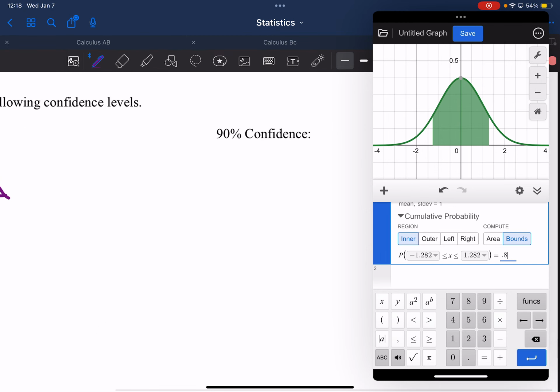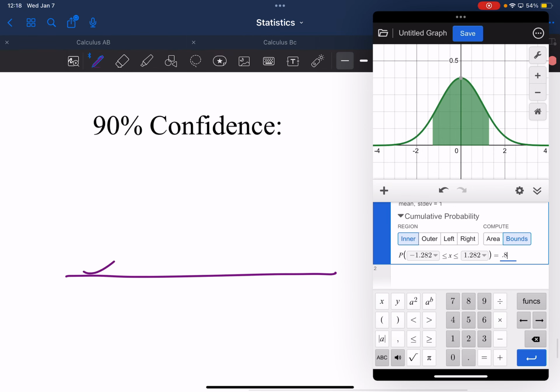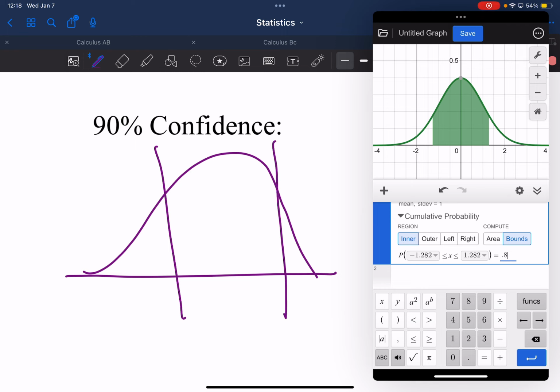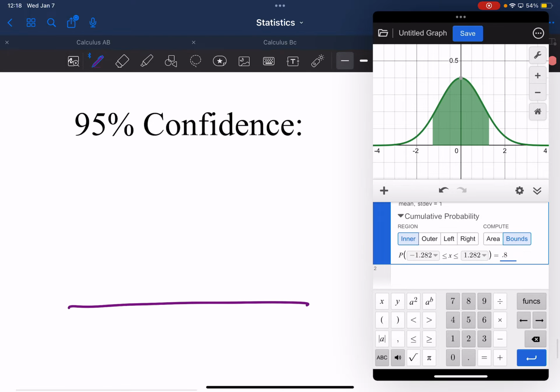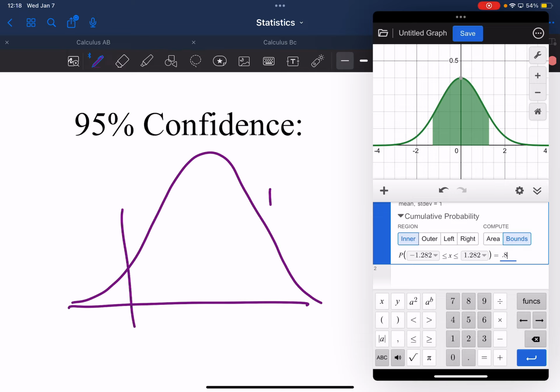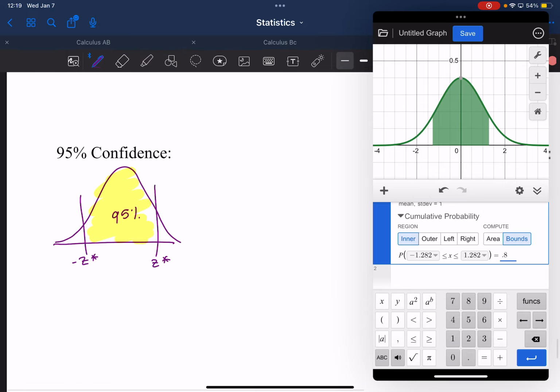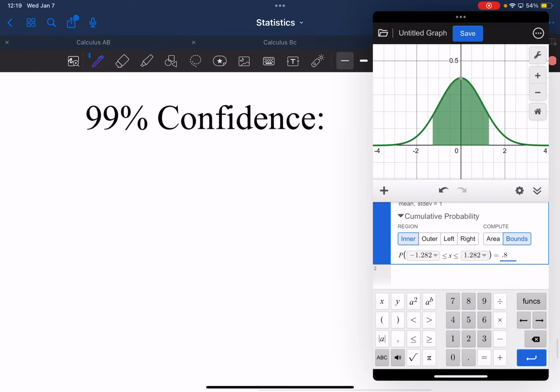Okay, so while you guys are working on that, I'm going to go ahead and just draw my diagrams. And it's just as simple as this: drawing the standard normal, creating the middle to be your confidence level, highlighting that middle space to represent the area, labeling negative Z star, positive Z star. Because remember, Z star represents our boundary for our confidence interval.